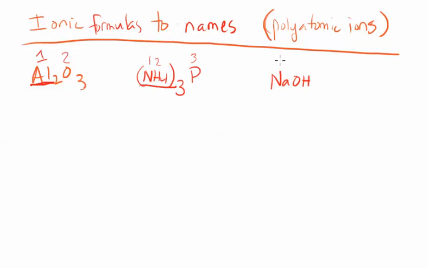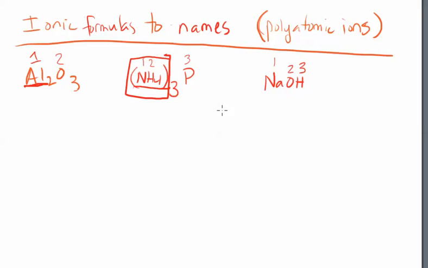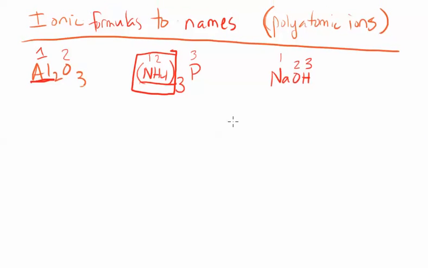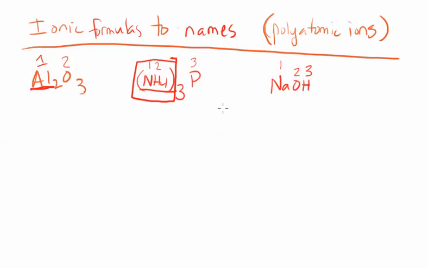Here, look at this. We have sodium, oxygen, and hydrogen. If it's got more than two elements in the formula, then it has to contain a polyatomic ion. And the thing you need to remember is the only positive polyatomic ion that you have to be concerned with for now is ammonium. All right? So let's look at some examples of how this is done.